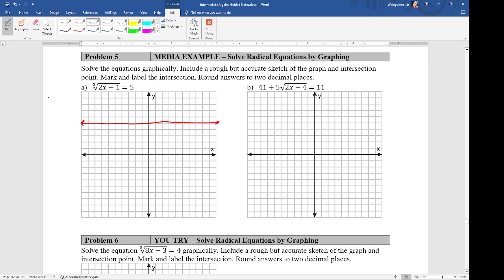So the horizontal intercept is going to be when y equals 0, so I will set that cubed root equal to 0. I'll cube both sides, add 1 to both sides, and divide both sides by 2. So our horizontal intercept is going to be at 1/2, 0. So it's going to be right about here.